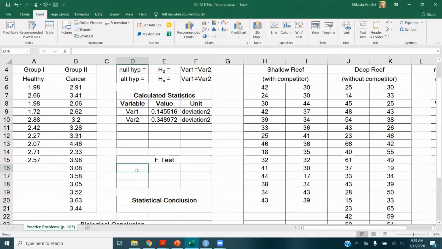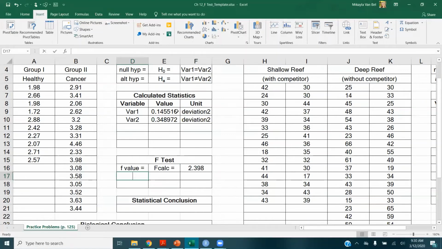The first thing we'll calculate is the F-value, which is also called the F-calc value. The F-calc value is calculated by putting the larger variance over the smaller variance. This will always be the case. So we're going to say equals the larger of these two variances, 0.348, divided by the smaller of these two variances, 0.145, and that's it. That gives us our F-calc value.